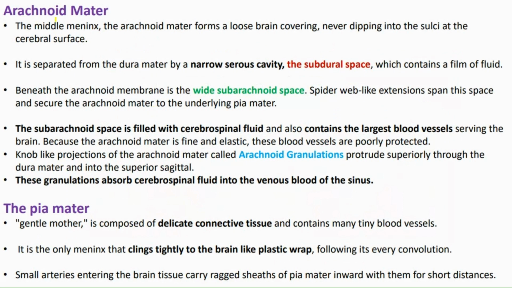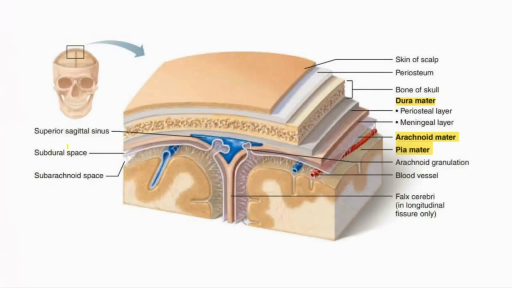Okay, now moving to the arachnoid mater. Arachnoid mater is the middle meninx, and it forms a loose brain covering, never dipping into the sulci at the cerebral surface. It is separated from the dura mater by a narrow serous cavity, the subdural space, which contains a film of fluid. I just showed you the subdural space here. The subdural space is just below the meningeal layer. This is the subdural space. Exactly below it, we will have the arachnoid mater.